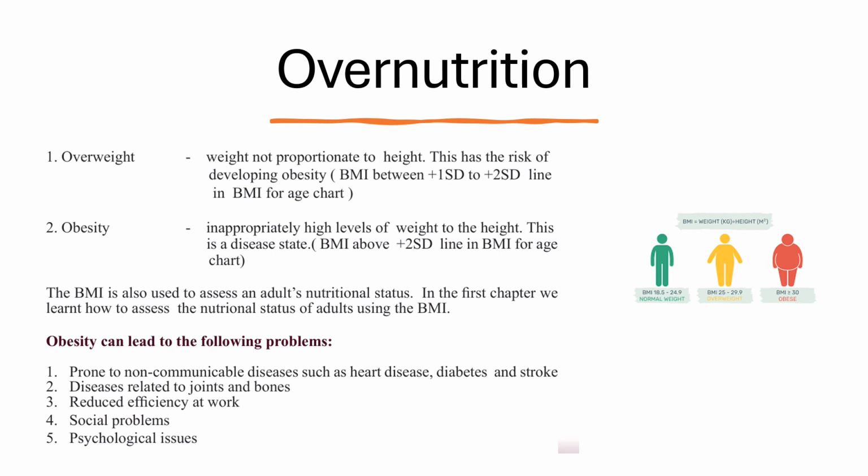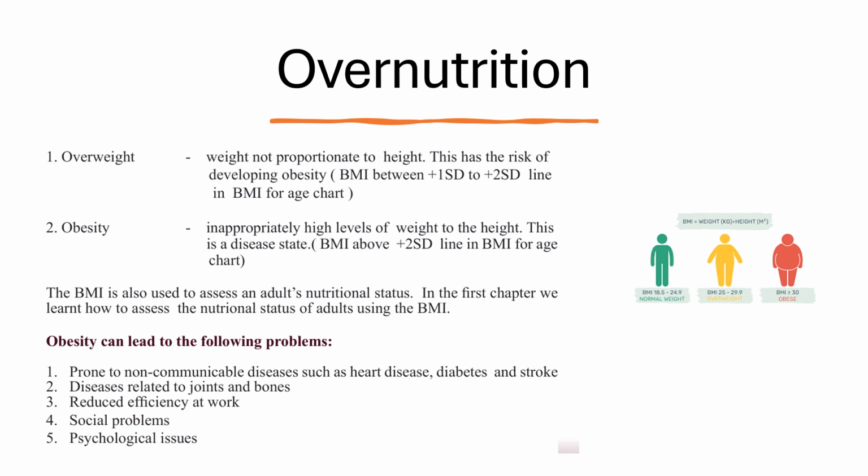So overweight is also the BMI between +1 SD, that means standard deviation, to +2 SD. And obesity means +2 SD line and above. That means way above the average weight of a person. Overweight means slightly above the average weight of a person. Obesity is way above the average weight. And we have discussed this in the first lesson. You can go and have a look at it.